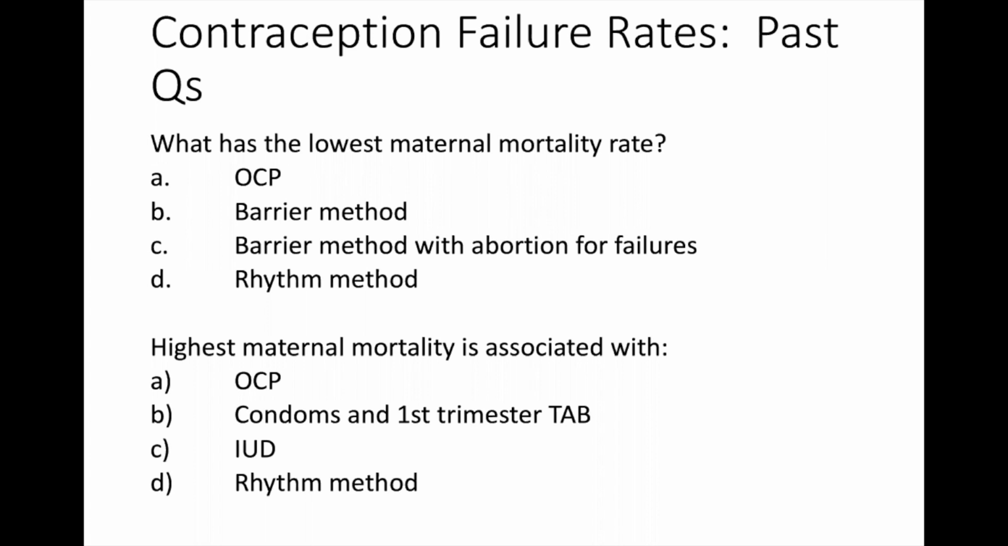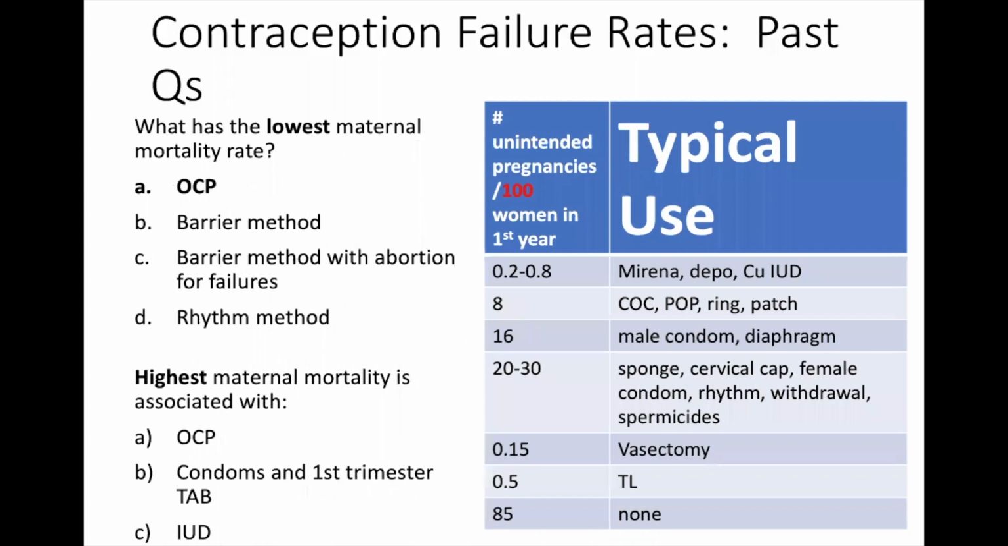Because this question is sometimes a little bit confusing. So when they ask you what has the lowest maternal mortality rate and what has the highest maternal mortality rate, okay? The lowest maternal mortality rate is associated with the OCPs because the failure rate of the OCPs is about 8%, so it's very low, okay?